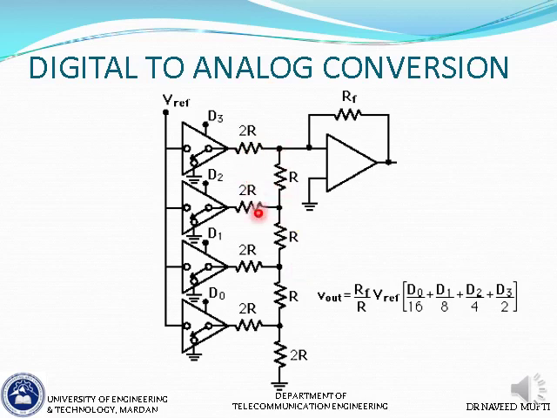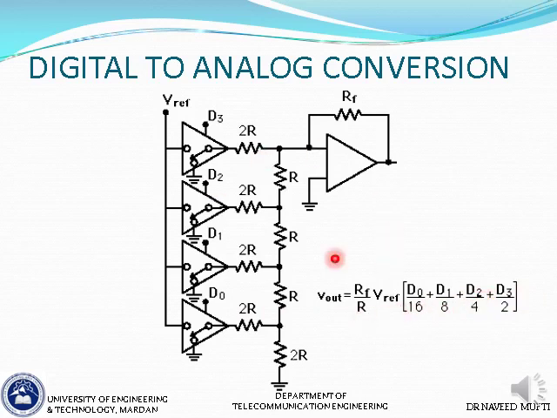Because of this R2R, the expression is simplified. You can go on and derive it; it's a basic summing amplifier equation but simplified because of the R2R combinations. Anyways, this is the expression for output. Once we decide what the value of Vref will be, we are able to obtain the values of output for different combinations of inputs depending on whether they are high or low.